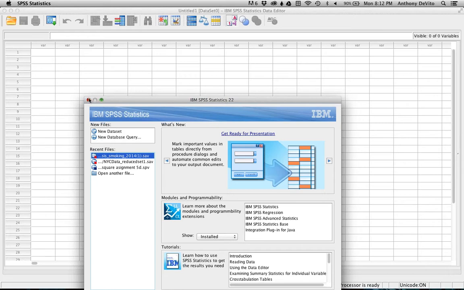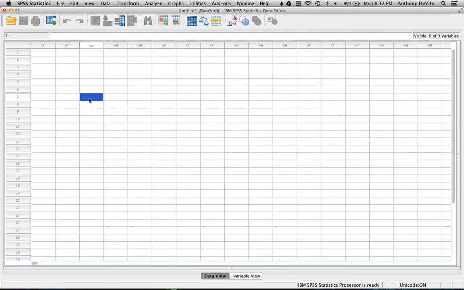So when you open SPSS, this is kind of what it looks like. What does that remind you of? It's like Excel. It looks like Excel. It's nothing like Excel; it only looks like Excel. In these cells, you can't put formulas.